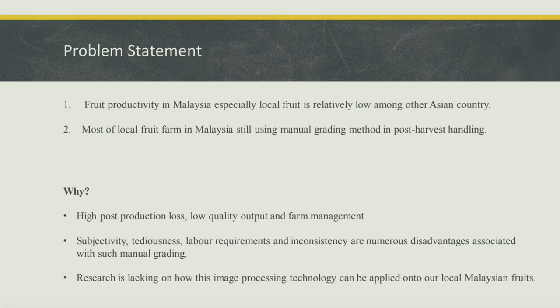For the problem statement, the first problem is that fruit productivity in Malaysia, especially local fruit, is relatively low among other Asian countries, and most local fruit farms in Malaysia still use manual grading methods in post-harvest handling. This is due to high post-production loss, low quality output, and farm management. Apart from that, tediousness, labor requirement, and inconsistency are numerous disadvantages associated with manual grading, and research is lacking on how image processing technology can be applied to our local Malaysian fruit.